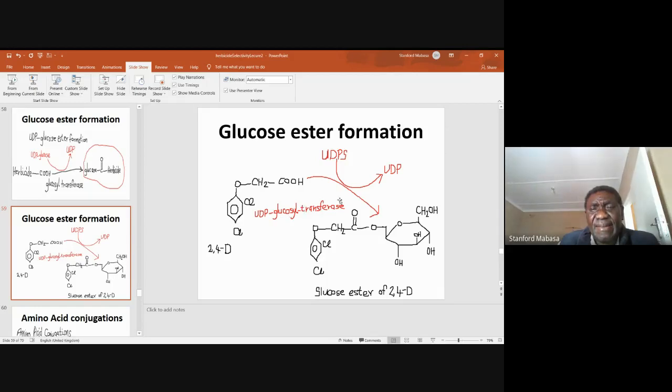We can use the example of 2,4-D, which is an acid. So it can actually be cleared by glucose. UDPG donates glucose, and this glucose gets joined to this herbicide. So you now have the glucose ester of 2,4-D, which is no longer toxic.